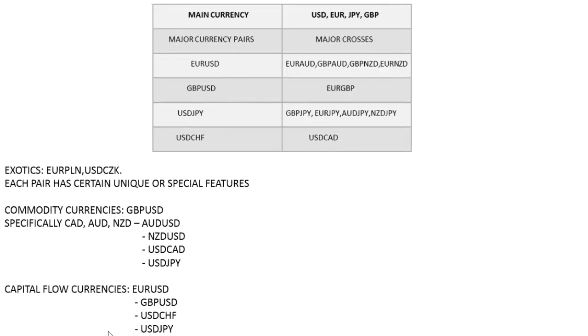We get more volatility from the capital flow of the specific currency, and more volatility from the commodity. Okay, now let's look at the next page.